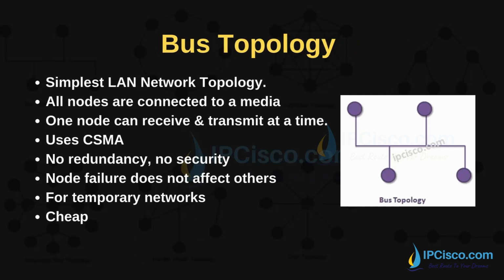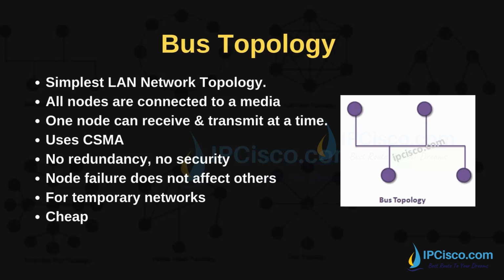The first topology type is bus topology. This is the simplest topology in networking. In this type of network, all the nodes are connected to a media. There is one main road, so at a time, only one device can send or receive data on this network. Bus topology uses carrier sense multiple access. Carrier sense multiple access is a method used in networking to manage how devices share a communication channel to transfer data.